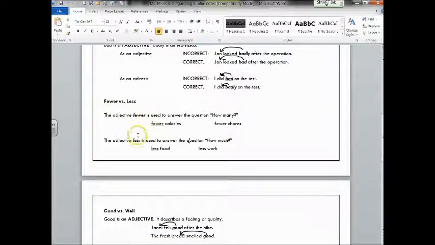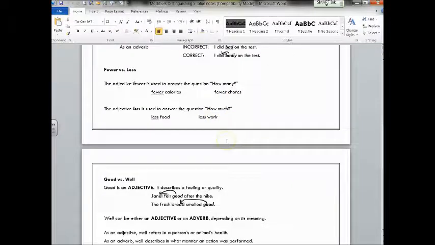Fewer versus less. Both are adjectives, but fewer answers how many, less answers how much. So fewer is more of a number situation. Less is more of a percentage or proportion situation. So fewer calories, less food. Fewer chores, less work.